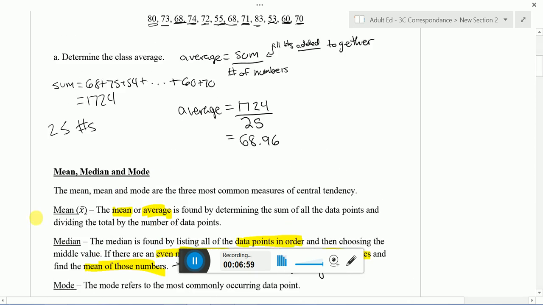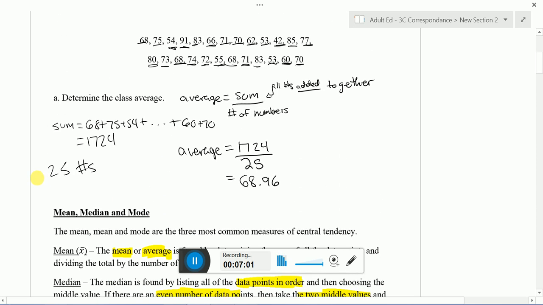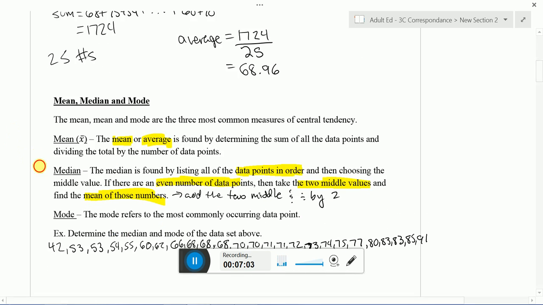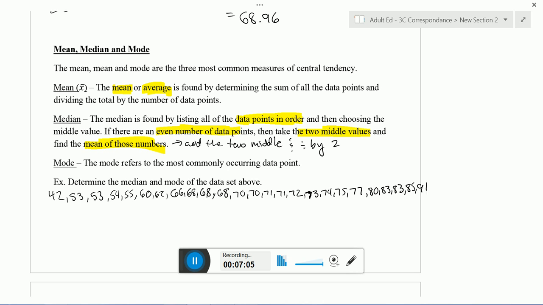If we look up, I've underlined every number so I know that I've used every single one. I've double checked, I've counted the numbers, and we have 25 of them. So now I'm going to find the median.